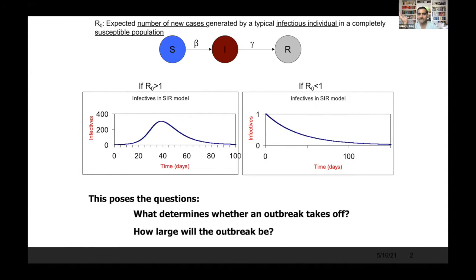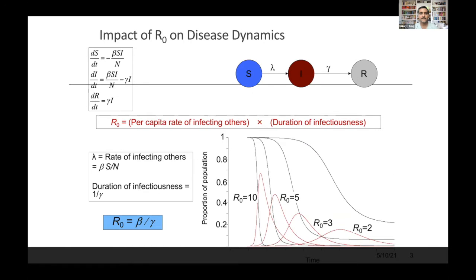What determines whether the outbreaks will take off, how large the outbreak will be, these types of questions we ask in infectious disease modeling. Not only that, but R naught, which is a threshold, a ratio of how much is coming in and how much is going out, actually tells you how large the outbreak will be, how quickly the outbreak will come. The larger the R naught, the quicker the outbreak and the higher the outbreak. So these different outbreaks are shown for different values of R naught.